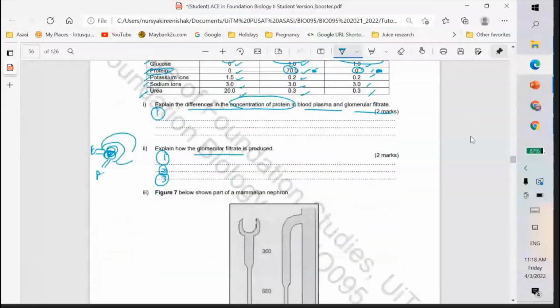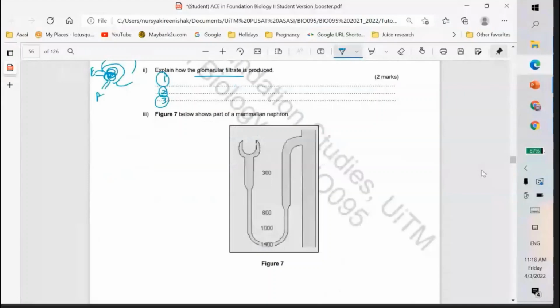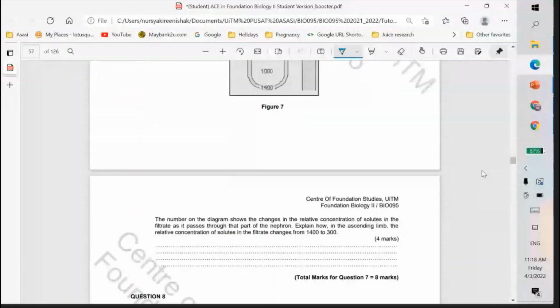Okay, figure 7 below shows a part of mammalian nephron. The number on the diagram show the changes in the relative concentration of solute in the filtrate as it passes through that part of the nephron. Explain how in the ascending limb, the relative concentration of solute in the filtrate changes from 1400 to 300.